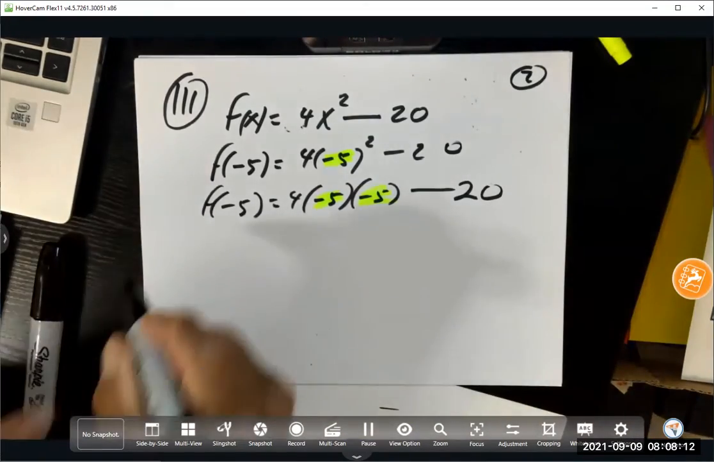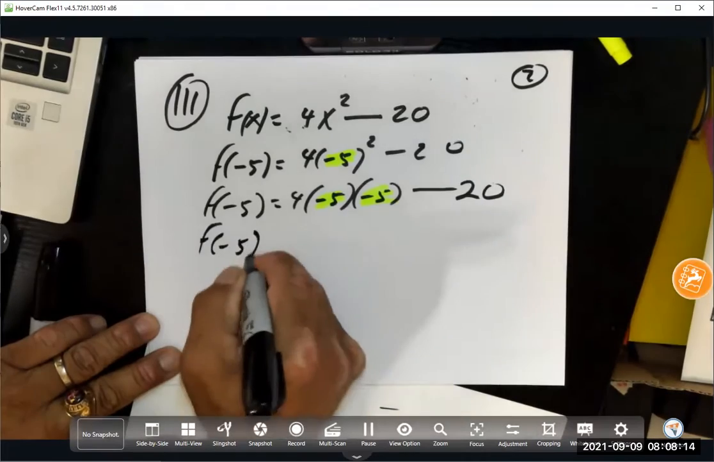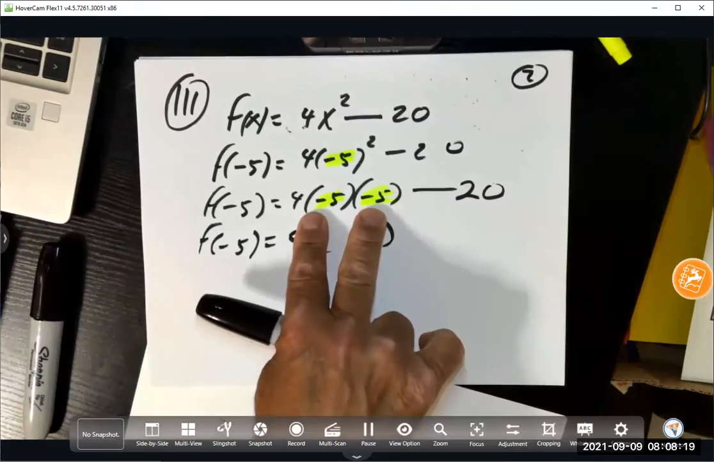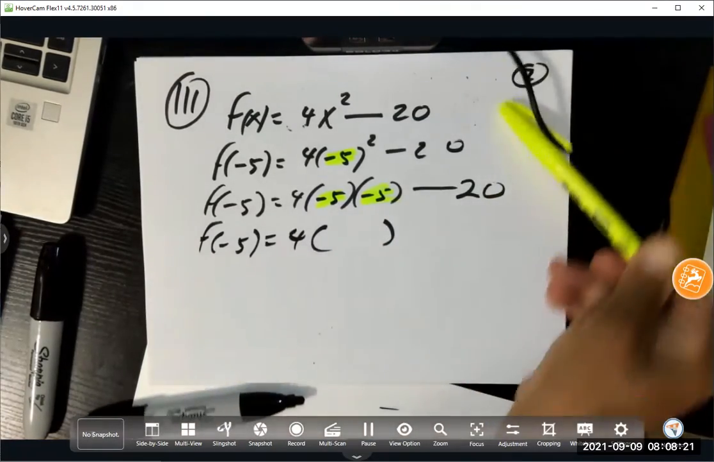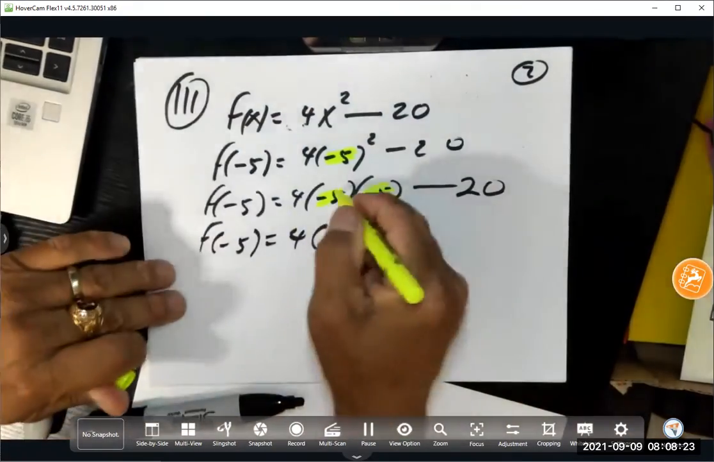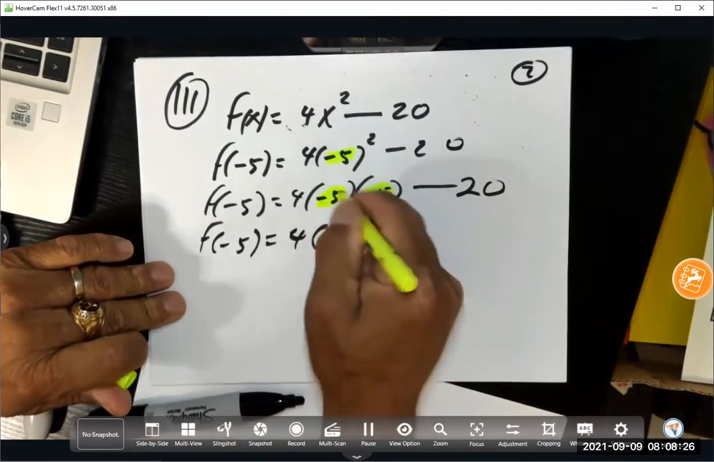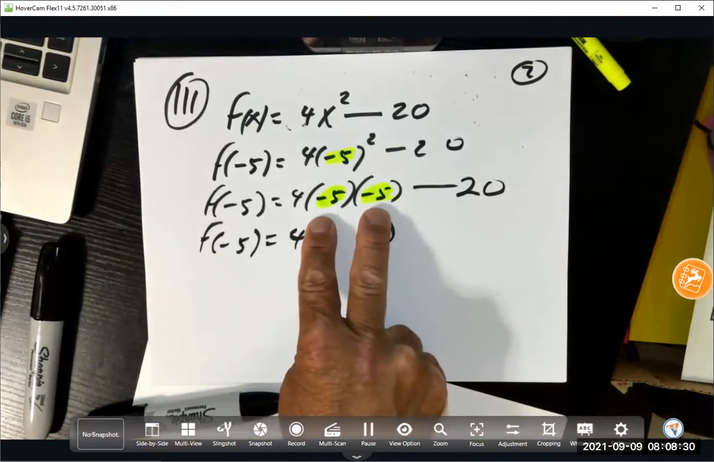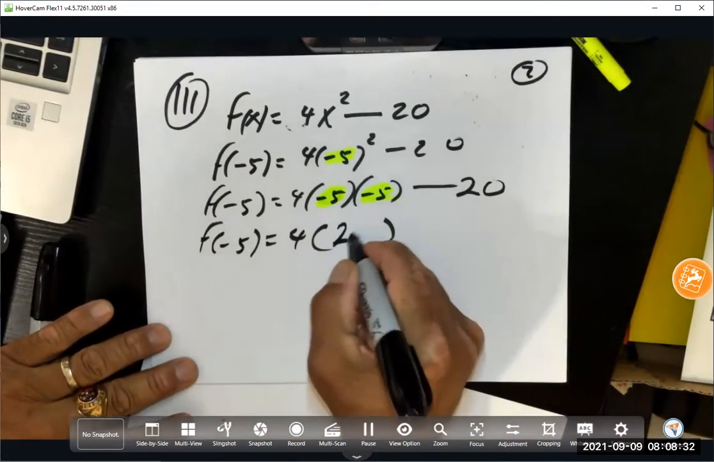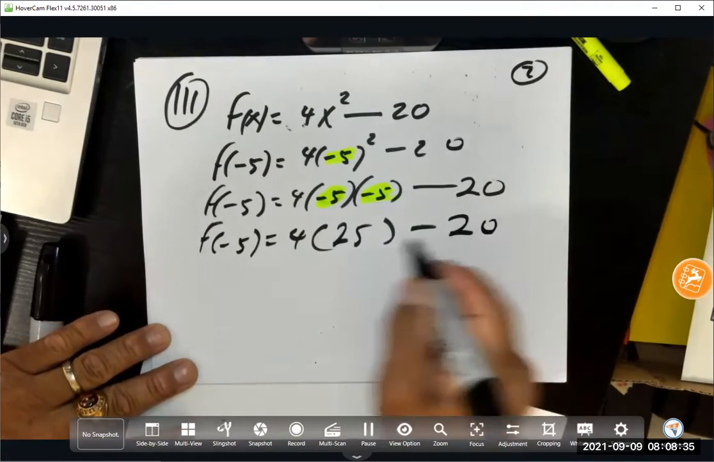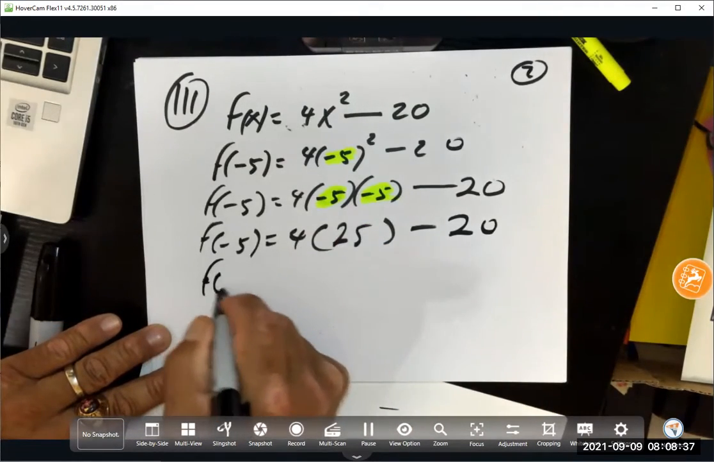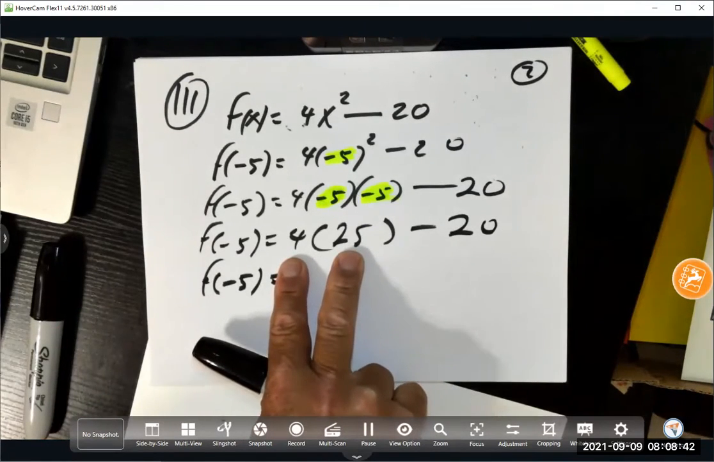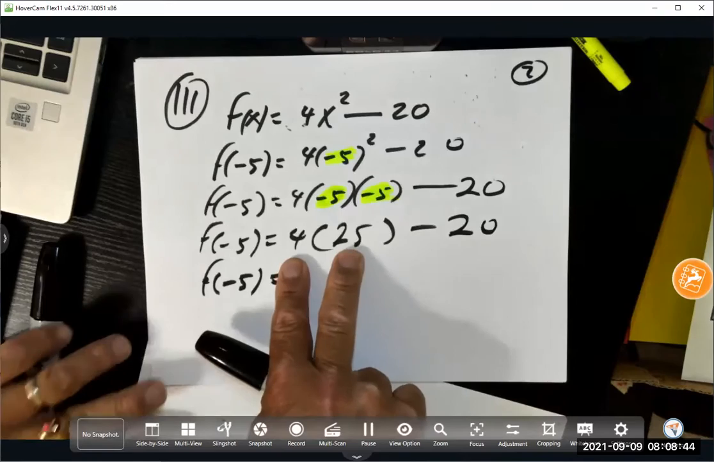Everybody okay with that part right there? Negative times a negative. So what is this on your calculator? What's a negative times a negative? What do you get for that? -5 times a -5. What did y'all get? 25. It's regular 25. Because a negative times a negative is a positive. So now, using your calculator skills, what is 4 times 25? Do the calculator. 100.